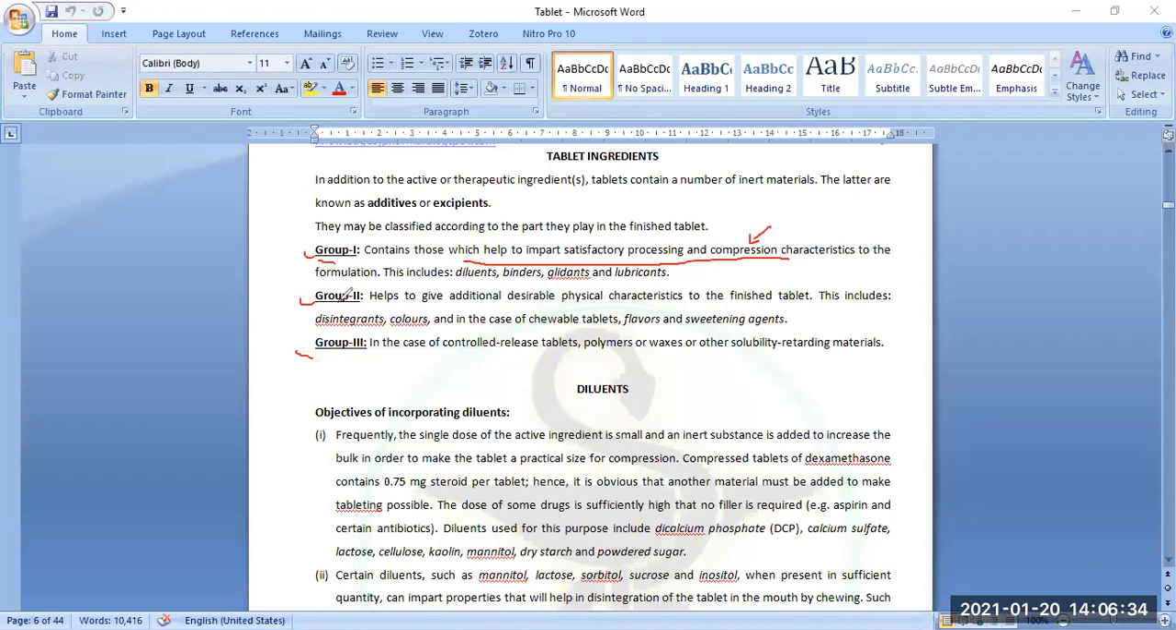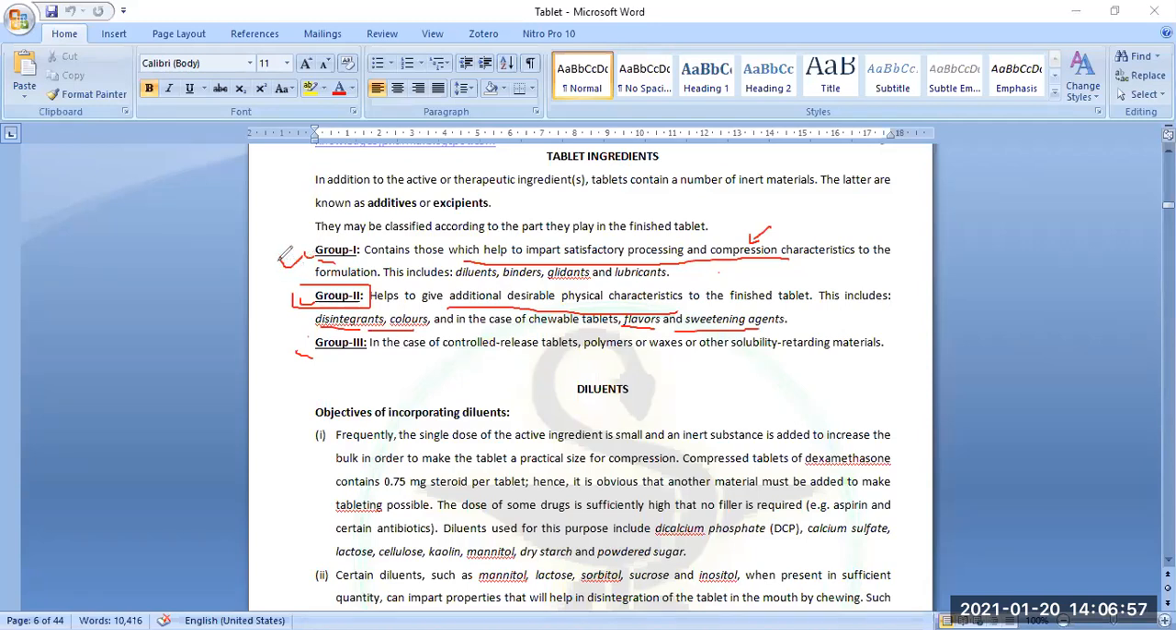In group two are the additional desirable physical characteristics. For example, coloring agent, disintegrant, flavoring agents, sweetening agent. These are the additional ingredients which are used in a finished tablet product or tablet formulation. So they are classified as group two ingredients.